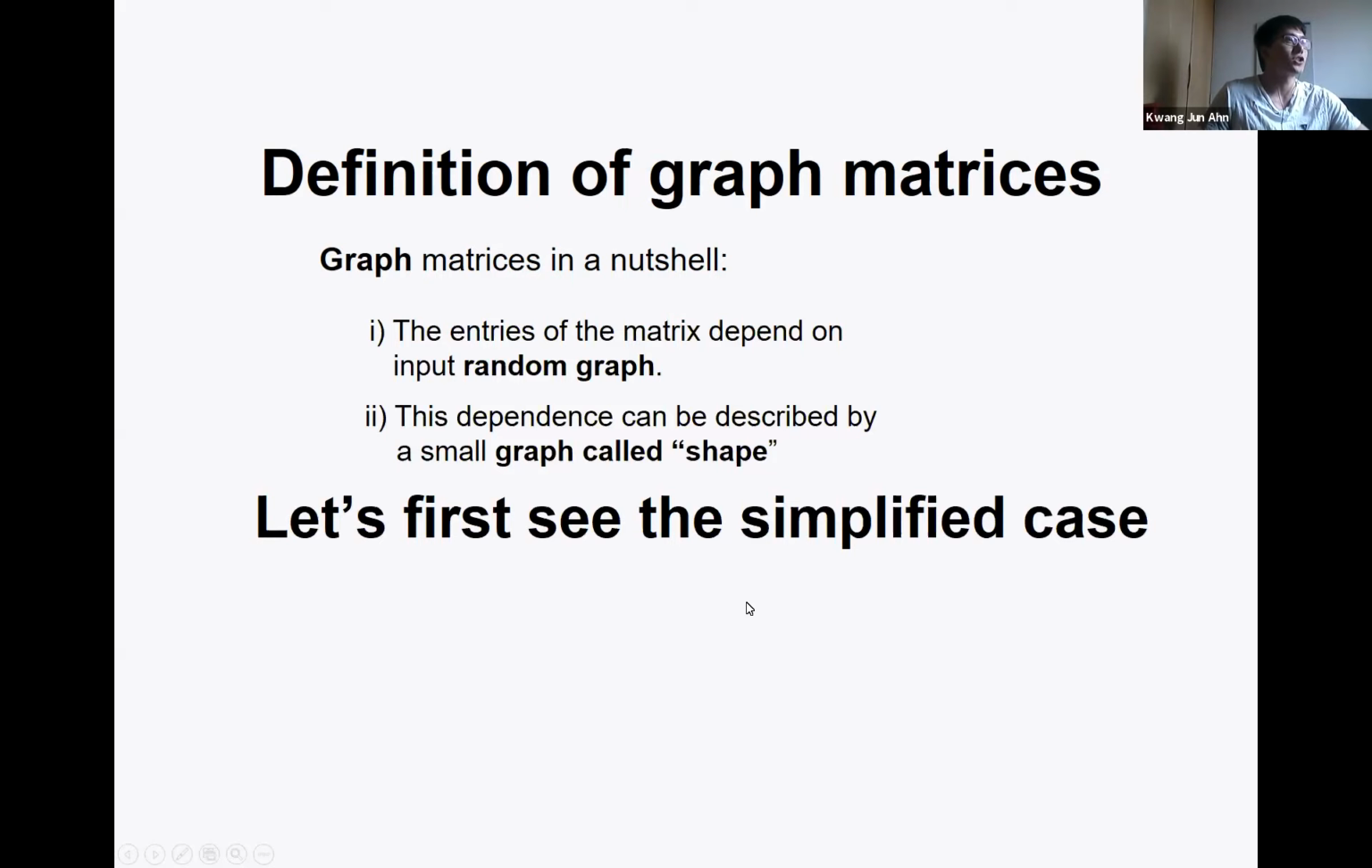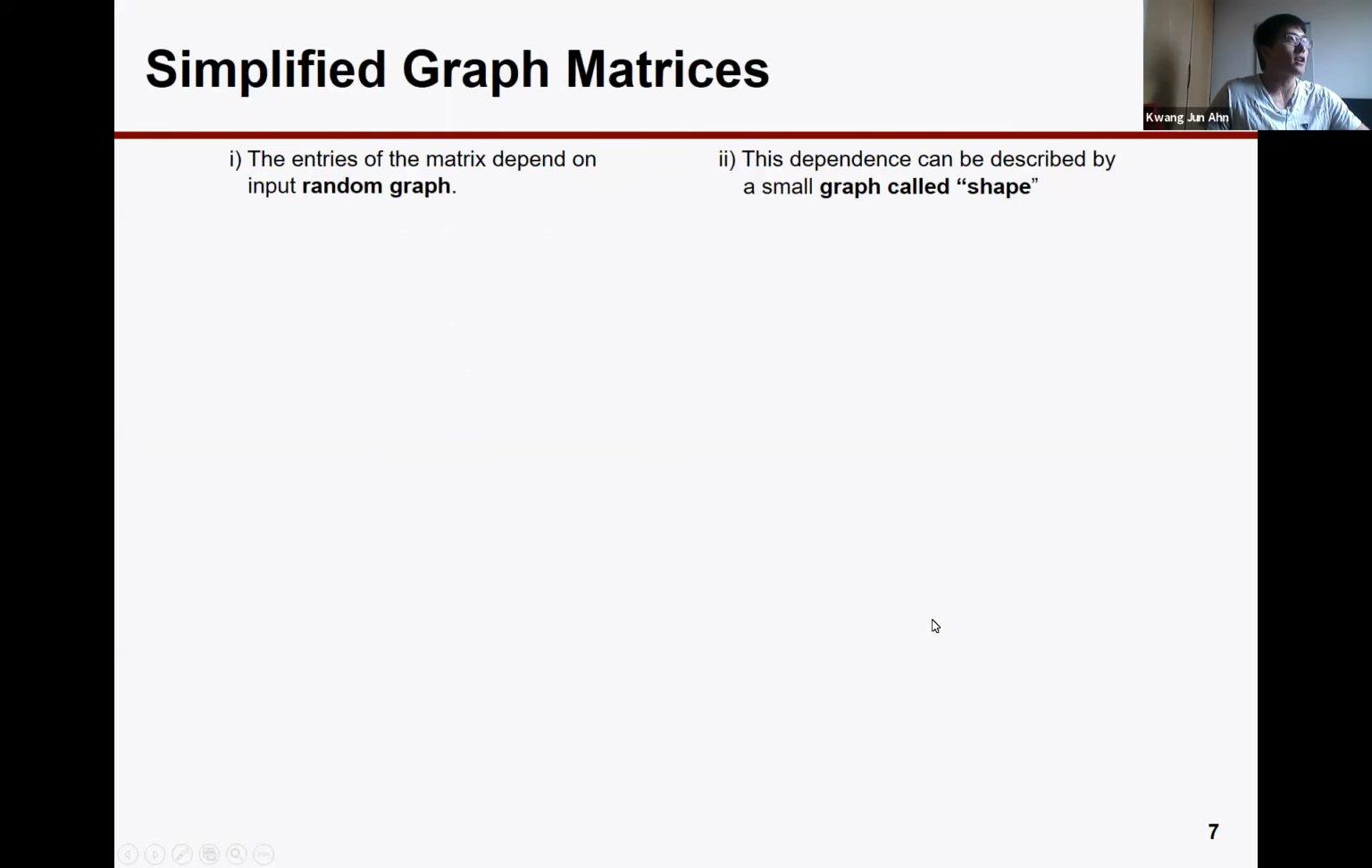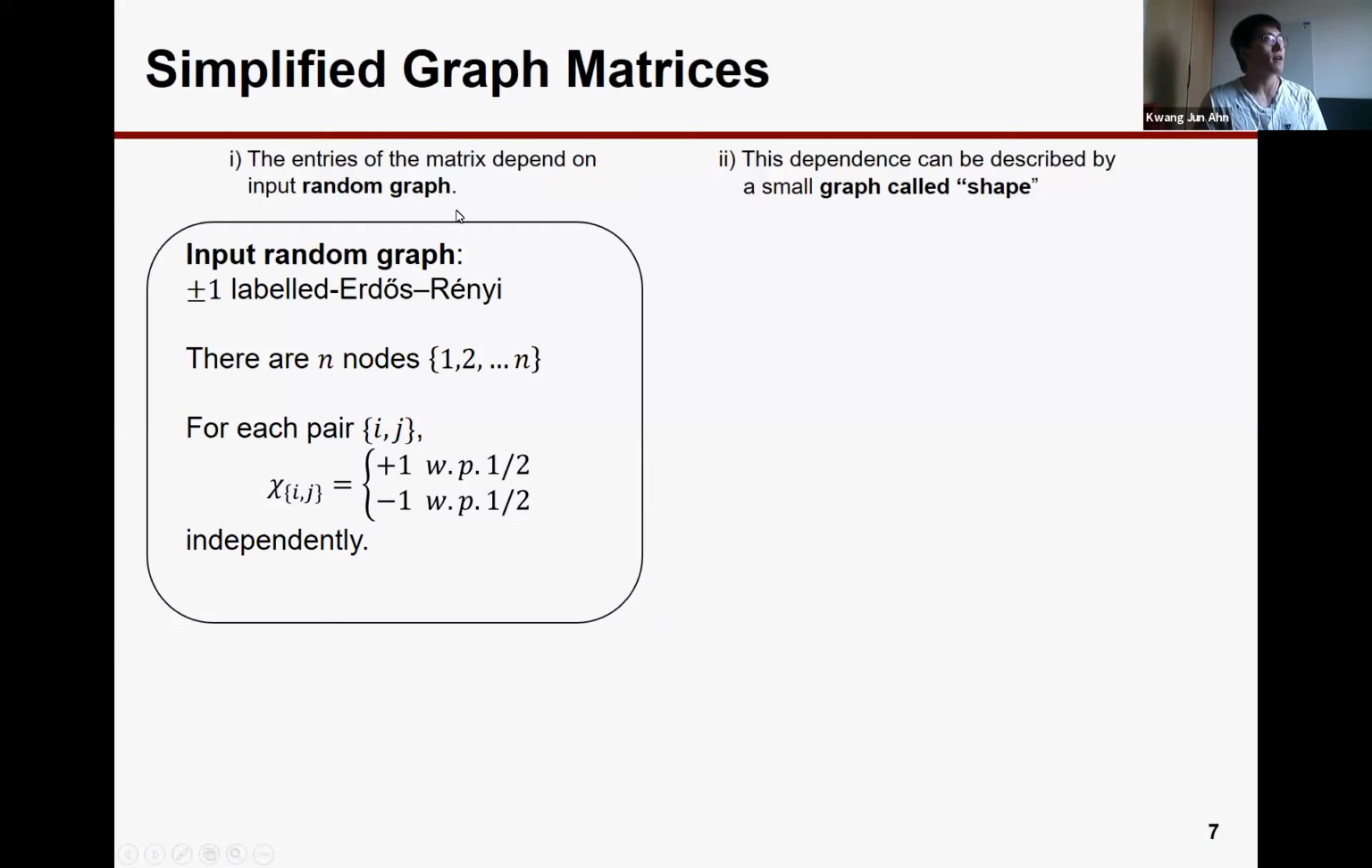So let me first consider the simplified setting where there aren't any diamond vertices. We're just going to consider the case where there's a single type of vertices. For the random graph part, we're going to consider Erdős-Renyi. For those who are not familiar with this, there are n nodes, and for each pair ij, there's a plus minus 1 random variable associated to it, and they're independent random variables. So basically, for those who know the Erdős-Renyi random graph, it's just a plus minus 1 labeled Erdős-Renyi.